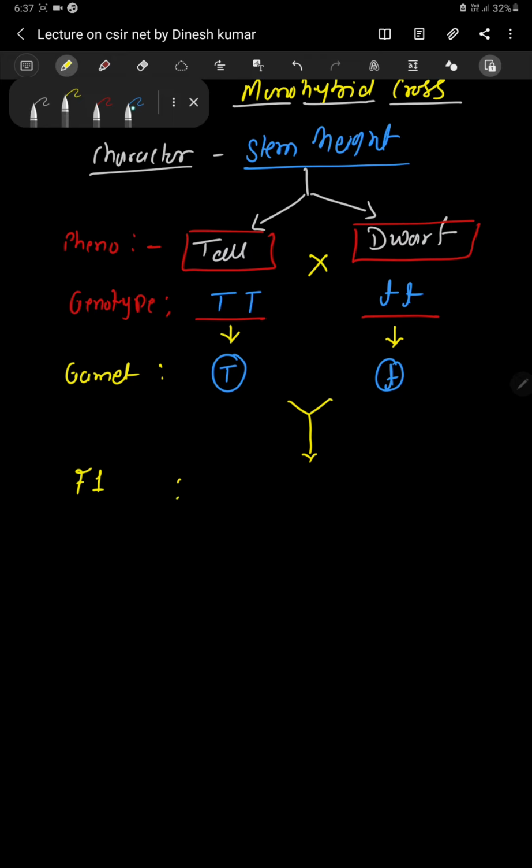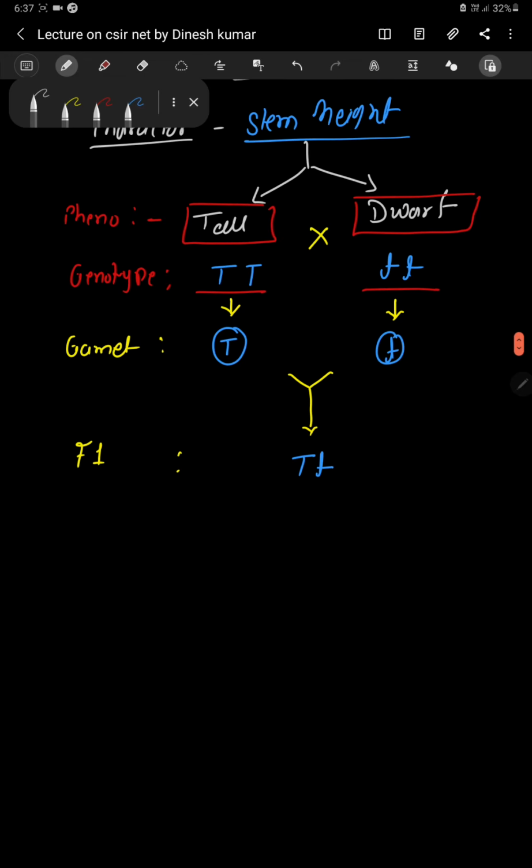In the first generation we get the genotype capital T and small t, and we see what phenotype appears. After the plant completes growth and development, we see that the plant develops into a tall plant. So our phenotypic representation is tall. In the F1 generation we get the tall plant by crossing the pure tall plant and pure dwarf plant.